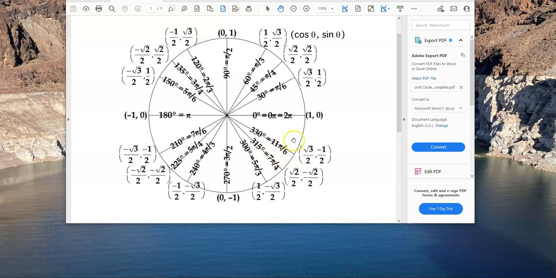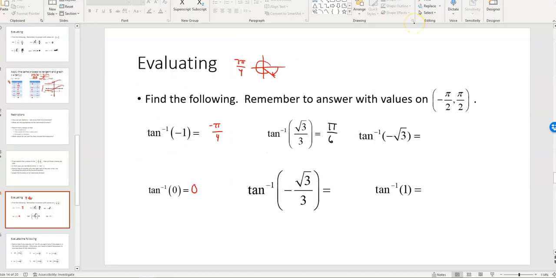Again, the same issue, 11 pi over 6 is not on the restricted domain. So how do we turn 11 pi over 6 into something that's between negative pi over 2 and pi over 2? Well, instead of going 11 pi over 6 this way, go negative pi over 6 that way.